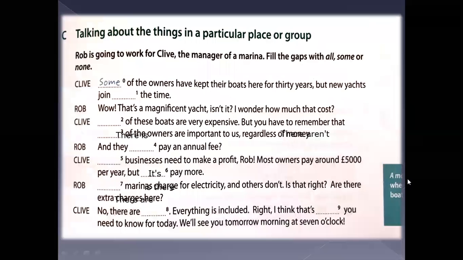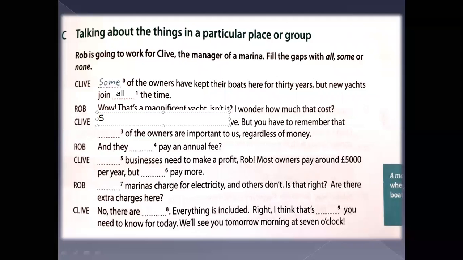Okay, next one here. The roof is going to work for Clive, the manager of the marina. Fill the gaps with all, some, or none. Some of the owners have kept their boats here for 30 years, but new yachts join all the time. Okay. Wow, that's a magnificent yacht, isn't it? I wonder how much that cost. Of those boats are very expensive. All, yeah. No, I don't think so. Can we say all of these boats are very expensive?